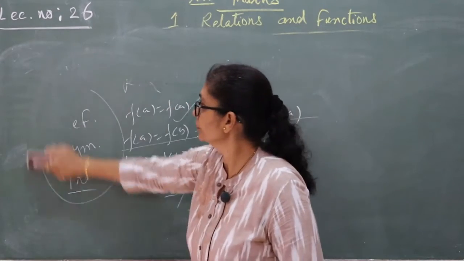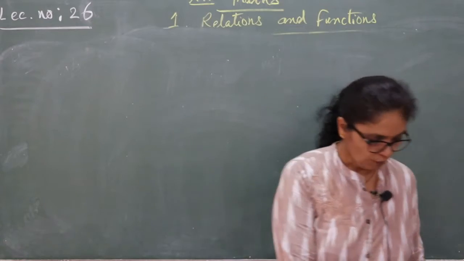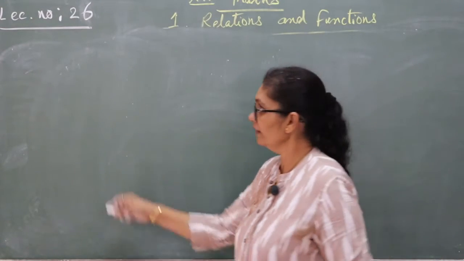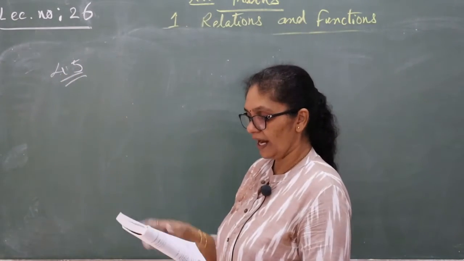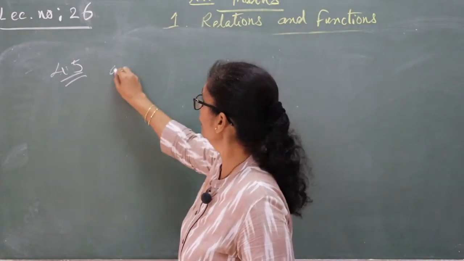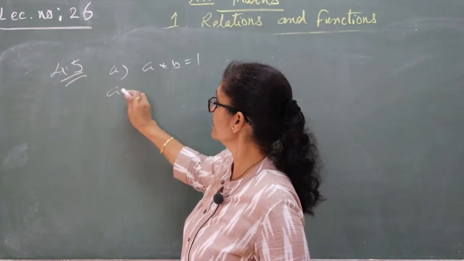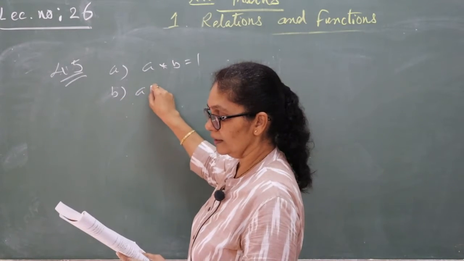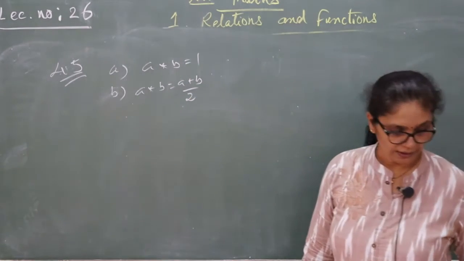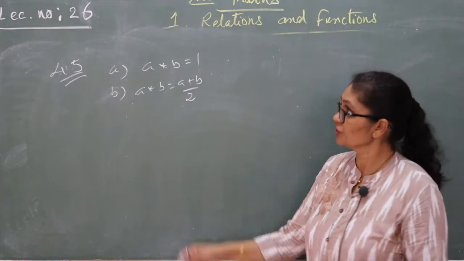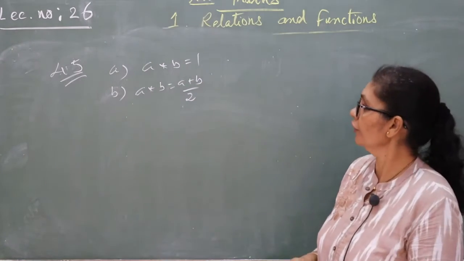So now come to the next question, 45. What is the 45th question? In the 45th question, two operations are given and you have to check whether each is associative and commutative or not. The first is A asterisk B equal to 1, and the second is A asterisk B equal to (A plus B) by 2. Now first, you have to check A asterisk B equal to 1. Is it commutative and associative or not?